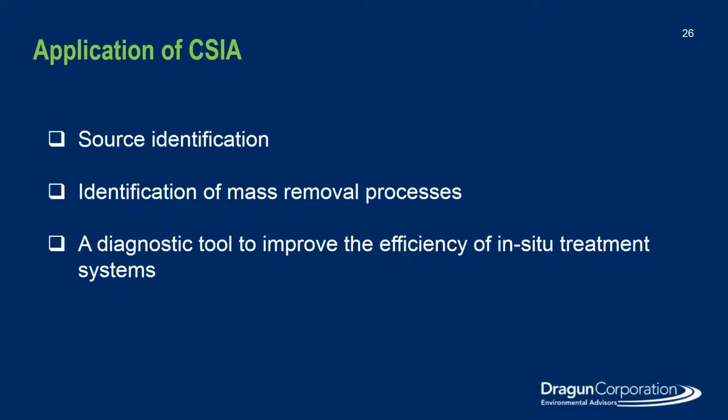So as a summary, CSIA can be used as a robust tool to identify different sources of contaminants in the subsurface, identify contaminants, mass removal processes, and also it can be used as a diagnostic tool to improve the efficiency of remediation system.